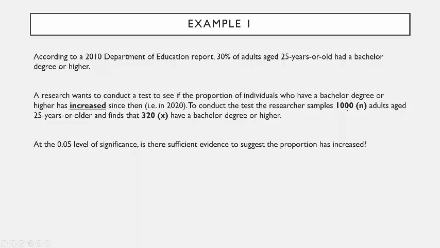Okay, so a little bit old data here. So according to a 2010 Department of Education report, 30% of adults aged 25 years or older had a bachelor's degree or higher. So a researcher wants to conduct a test to see if the proportion of individuals who have a bachelor's degree or higher has increased. So I highlighted that here. That keyword tells me it's going to be a right-tail test.